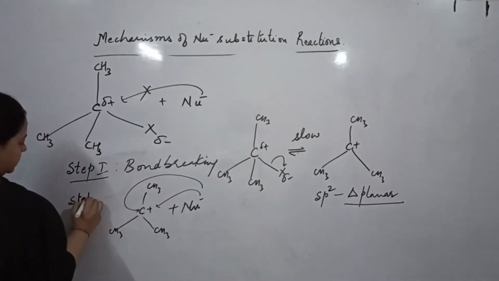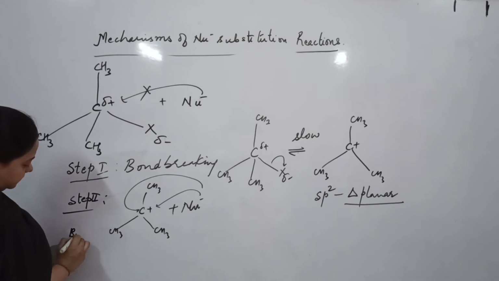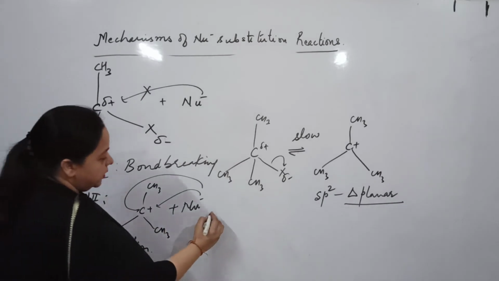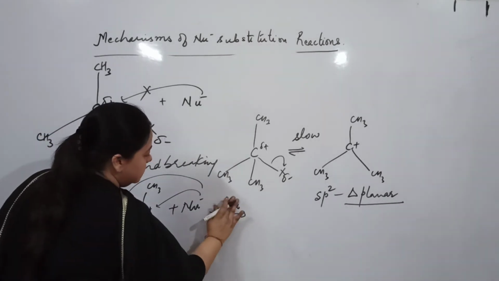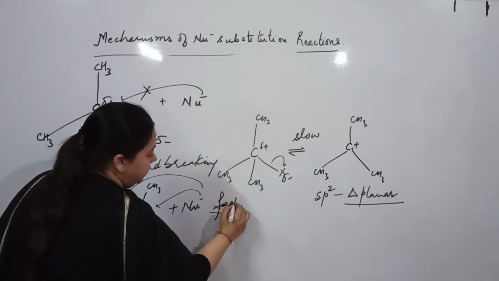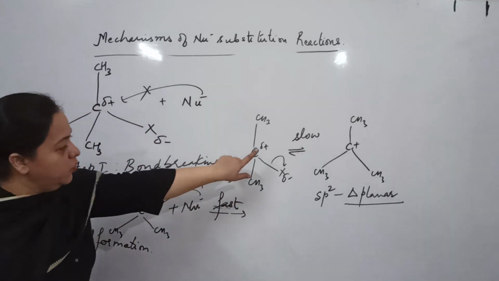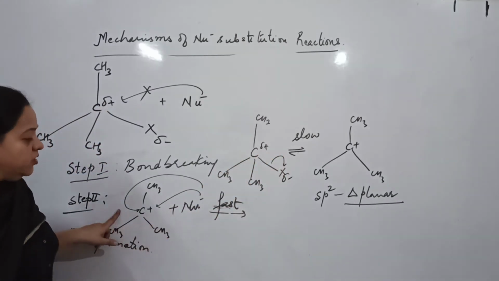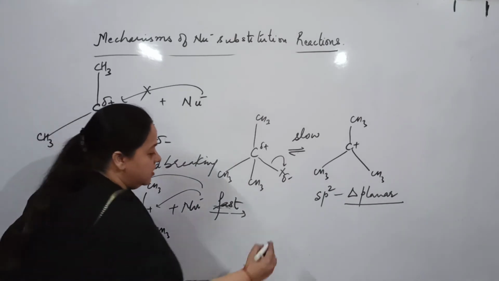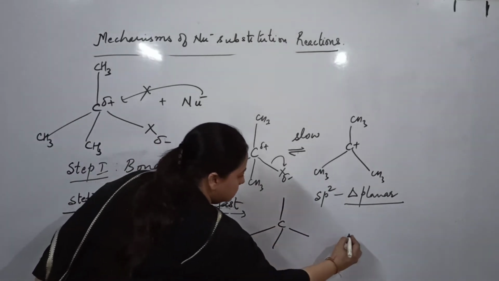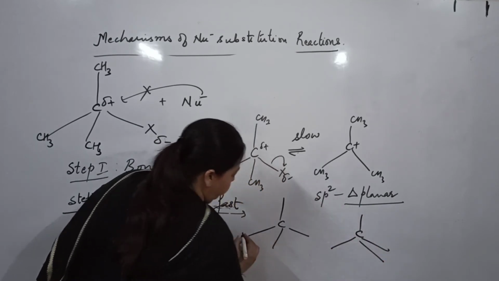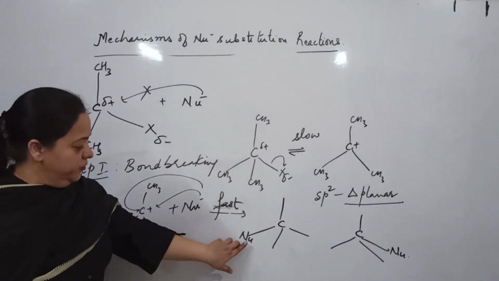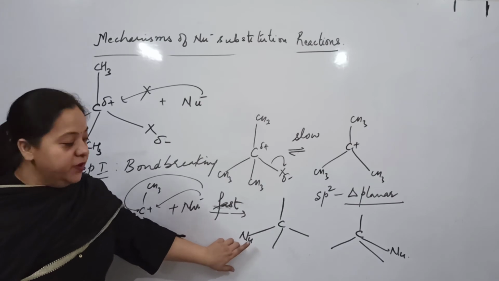This is step 2, which involves bond formation. And when this bond is formed, this is a fast step and it does not affect the rate of the reaction. This is the slow rate determining step 1. The step 2 is a fast step which does not affect the rate of the reaction, and the nucleophile with 50% probability occupies the same position and with 50% probability occupies the mirror image position.